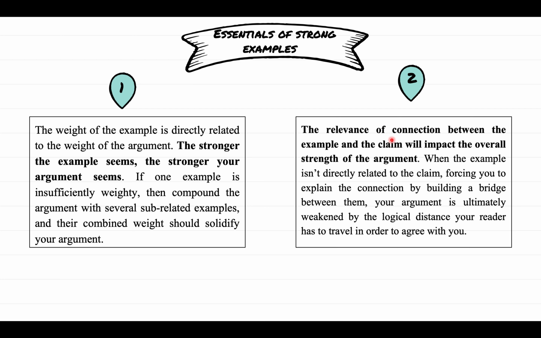So, another point is the relevance of the connection between the example and the claim will impact the overall strength of the argument. What does that mean? That means that if your evidence is not directly related to the claim that you made, it might lose strength. So when the example is not directly related to the claim, it forces you to explain the connection by building a bridge between them. And then your argument is ultimately weakened because of the logical distance that your reader has to travel in order to agree with you, right?